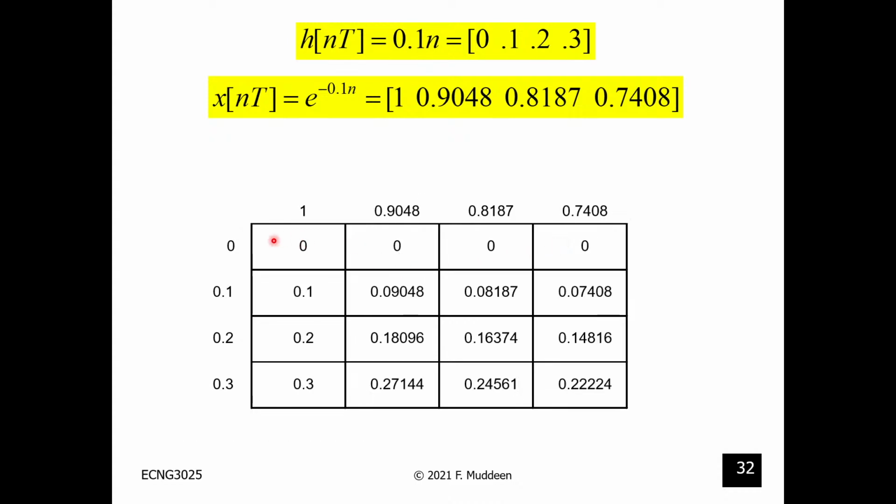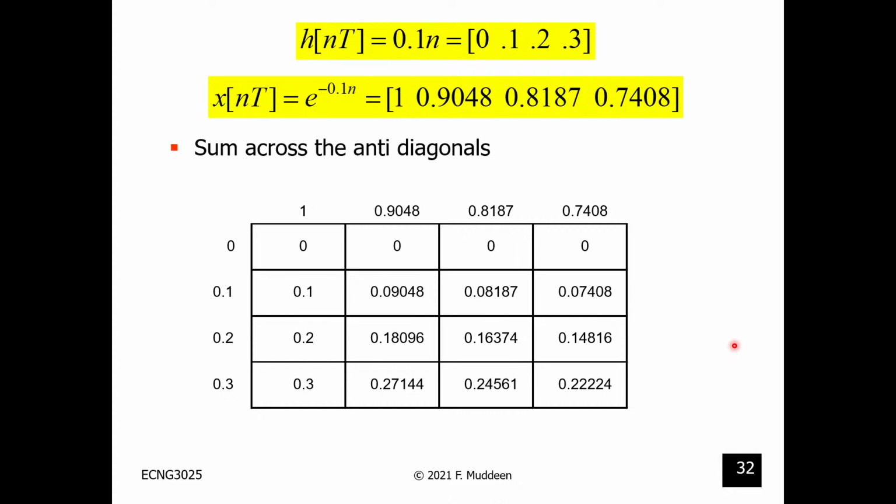So if we multiply them out accordingly, this row here being 0, it's going to be 0 by 1, that gives us 0, 0 by this value is 0, 0 by this value will just give us 0, and so forth. Then we have 0.1, so that's 0.1 by 1, gives us 0.1, 0.1 by this value, 0.1 by this value here, and so forth. And we fill out the table accordingly.